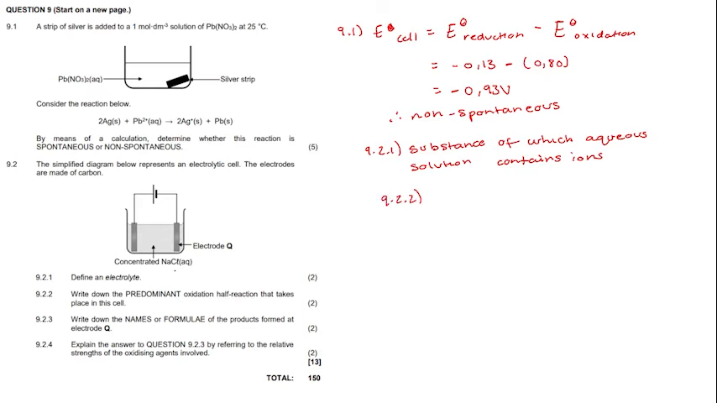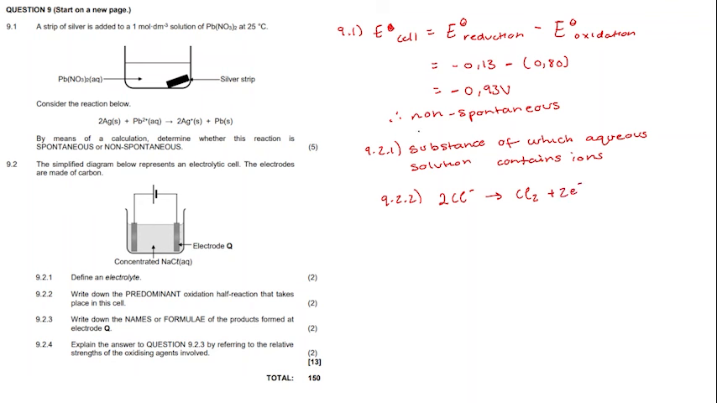So as we can see, we have concentrated sodium chloride and we have 2 carbon electrodes. If we look at sodium and chlorine on our redox reaction table, we will see that chlorine is a stronger reducing agent. Therefore, it will be oxidized, causing our half-cell reaction to be 2Cl⁻ making Cl2 plus 2 electrons.